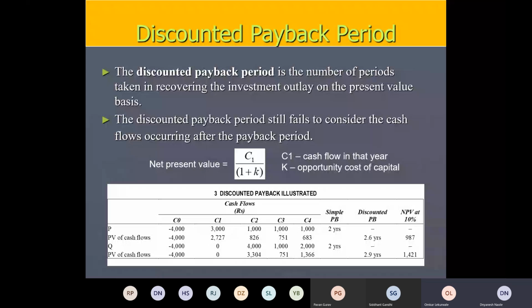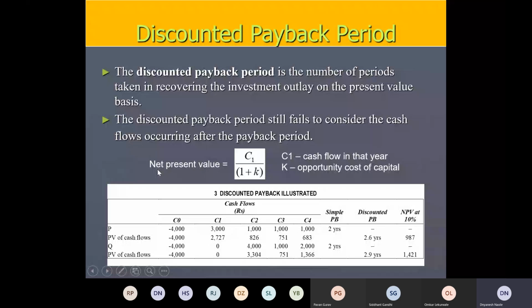It is called discounting the future cash flows, converting them into present values. This term net present value, you just ignore for now, it is just the present value formula. The net present value formula will involve all the cash flows. It will come in the subsequent slides.